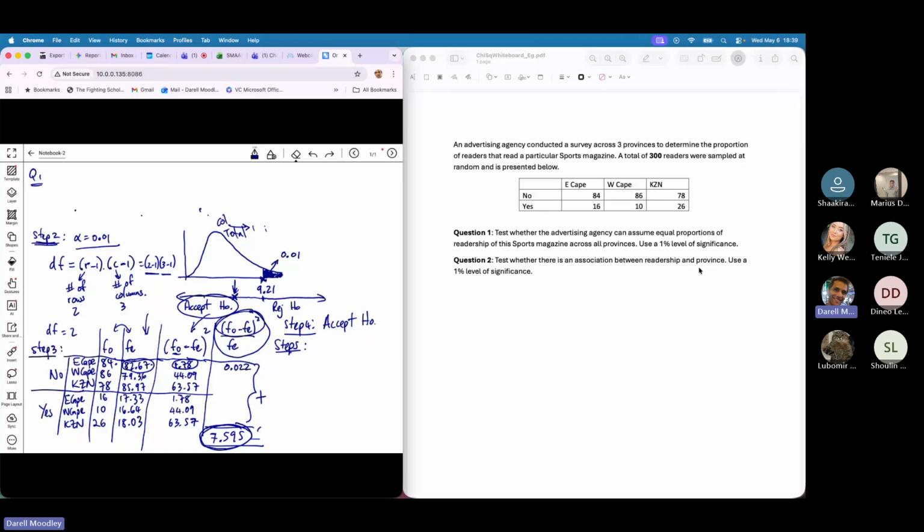So before, our H naught and H1 was the proportions being equal. In other words, your pi 1 equals pi 2 equals pi 3. But now what you're testing is what you're going to state in words, not mathematically. So what you're testing for H naught is that region, or you can say provinces if you want, I'm going to put region, and readership is independent.